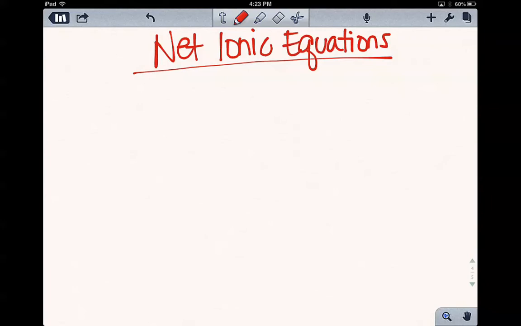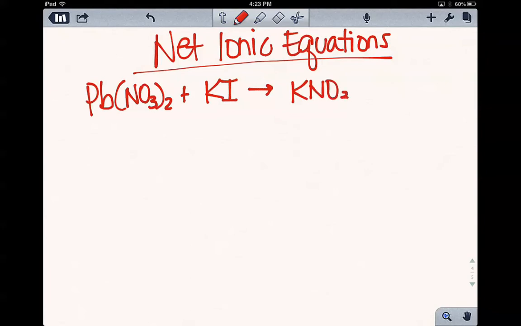So I'm just going to show you an example of this, a complete equation of, say, the reaction between lead nitrate, specifically lead 2 nitrate, and potassium iodide. Those guys are going to react to form the soluble potassium nitrate and the insoluble, according to the solubility rules, and very vibrant yellow, lead 2 iodide.